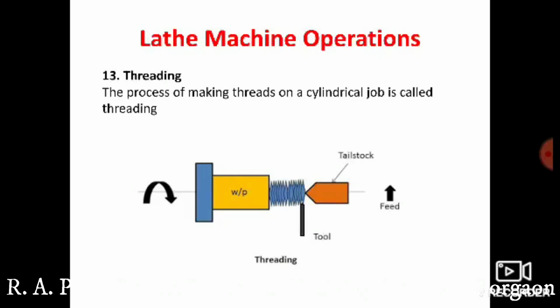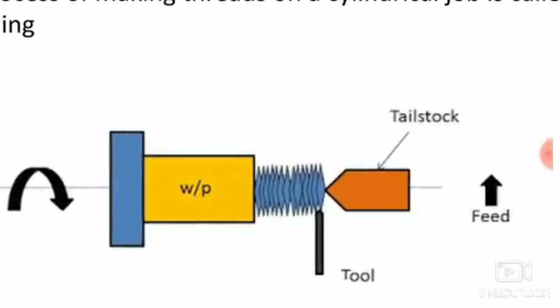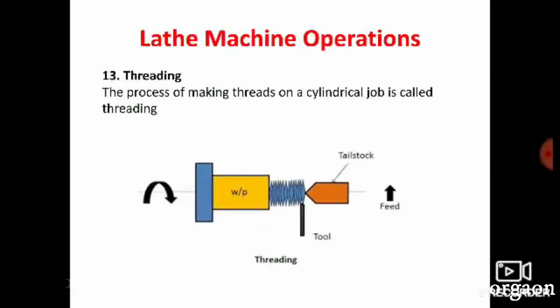The last operation, that is threading, that you can perform over your lathe machine. The process of making threads on a cylindrical job is called threading. So here you can see the process of threading. A threading tool or a single point cutting tool is used to produce the thread over a cylindrical object. First the feed is given, and after that the tool moves along the axis of the lathe, and the thread is produced over the surface of the cylinder. So these are the various operations that we can perform over a lathe machine.